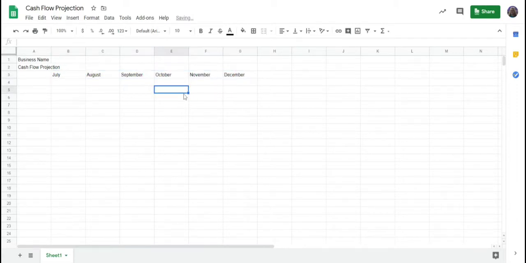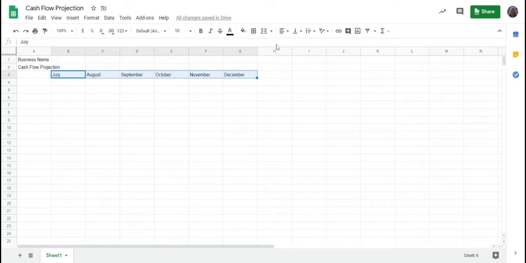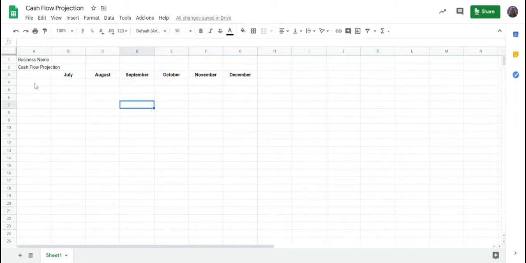If you're using your cash flow projection to look at a new business, I would strongly suggest that you do a minimum of 6 months, if not the first year. You can go ahead and format these so that you know their titles. I would suggest centering them in their cells or columns, which is this alignment tab up here. You can also go ahead and bold them or change the font if you would like.